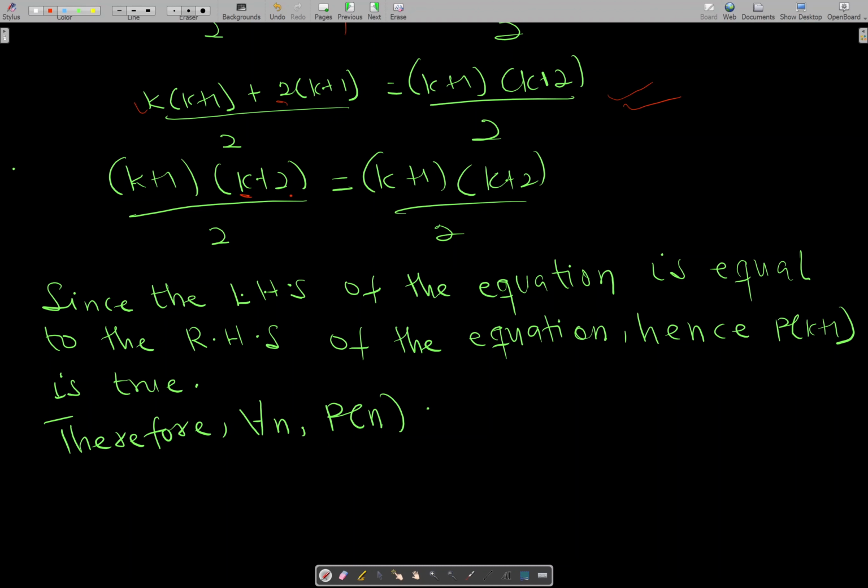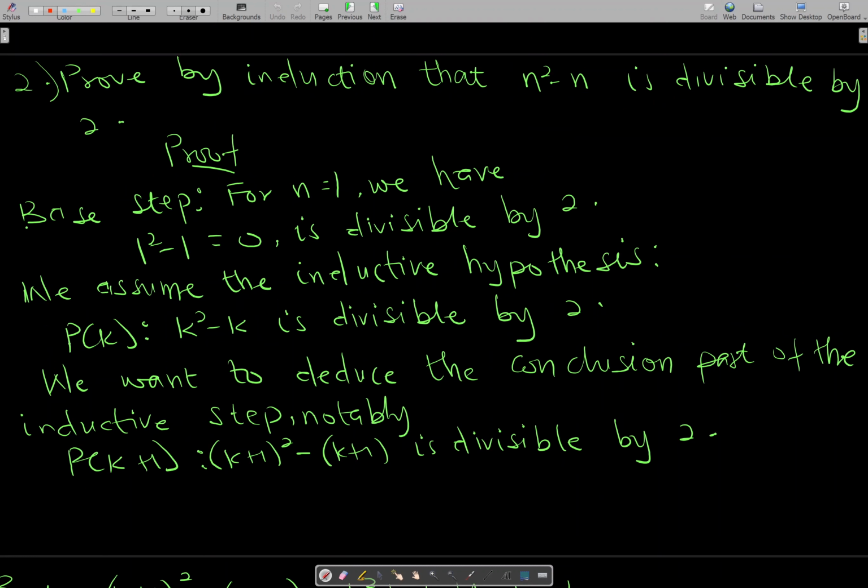Okay, let's move on to the next example. We also have another interesting question here. We have to prove by induction that n squared minus n is divisible by 2. Okay, so now let's choose any positive integer. Let's choose 6. We know that 6 is divisible by 2. Yes, because 2 can go into 6 without a remainder, right?